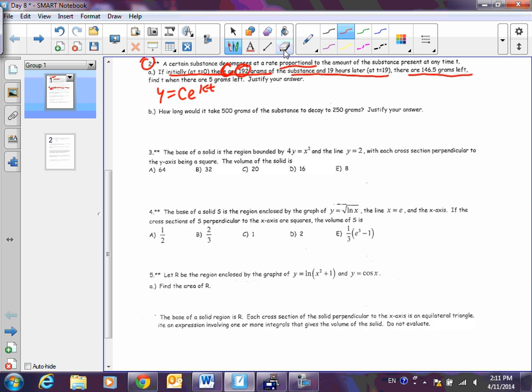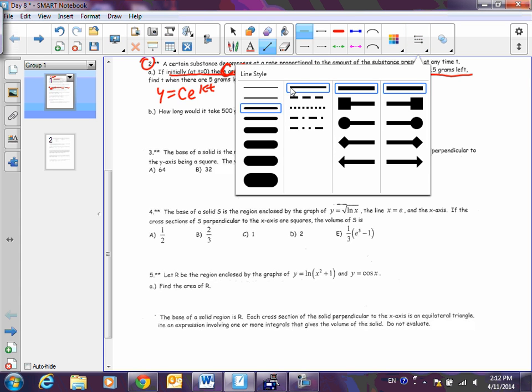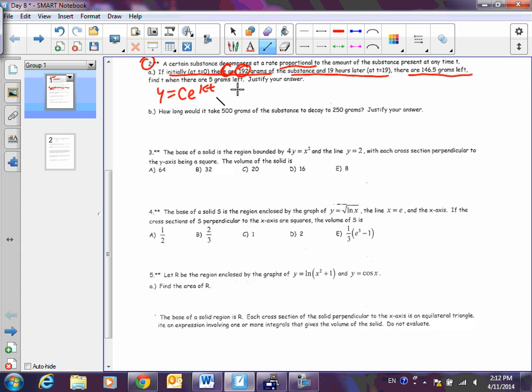Okay, so I'm going to make my pen just a little bit thinner. I can write more. Okay. Oh, that's not what I meant. Dang it. Okay, over here.